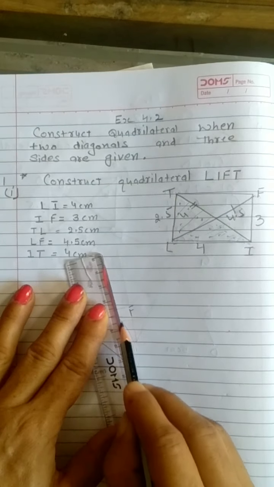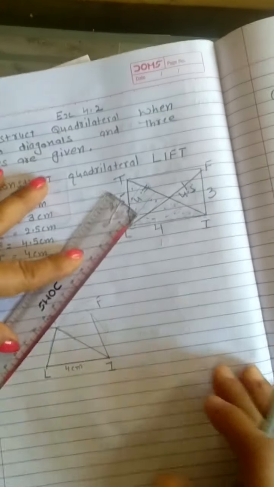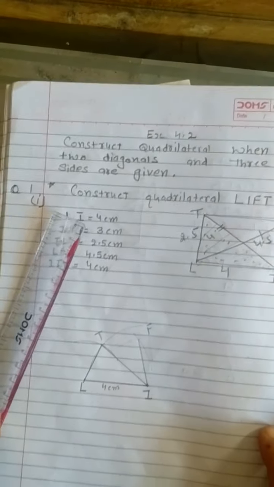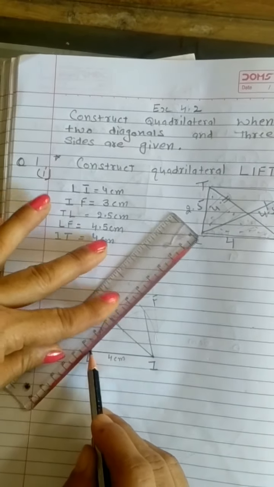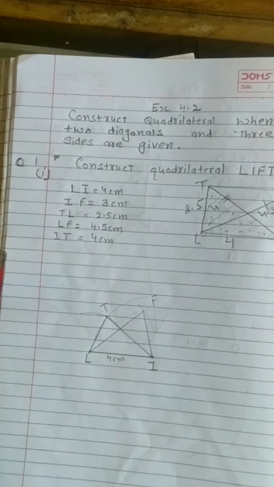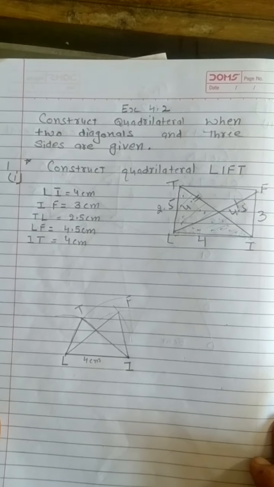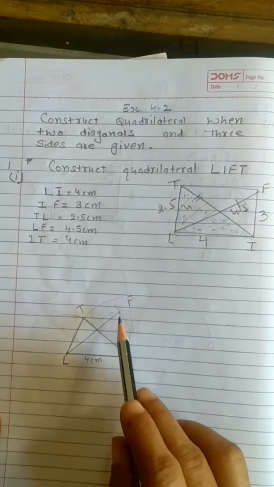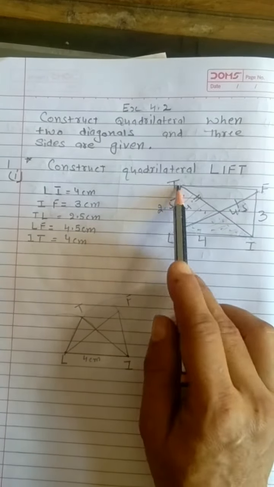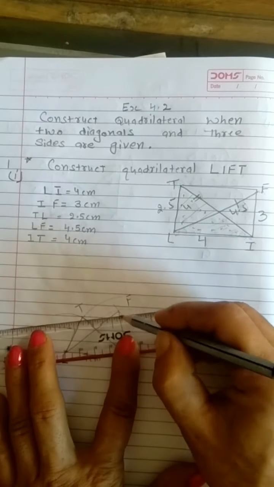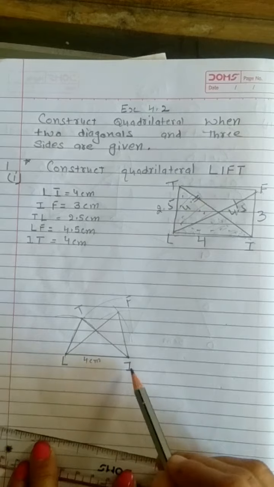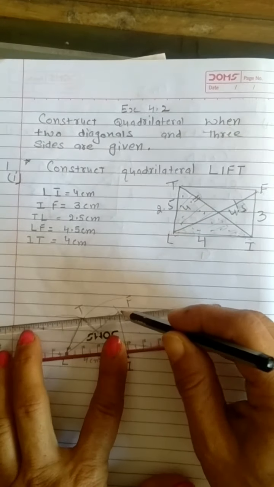Join IF. Now join LF. So you construct in this way another triangle LIF. But we have to complete this quadrilateral LIFT. So join FT, because here we have all the 4 points LIFT. Join FT.